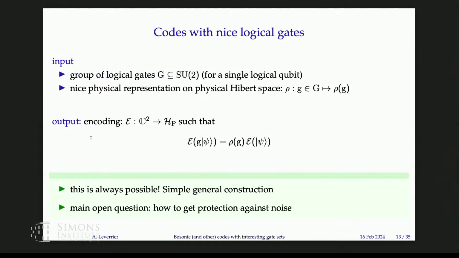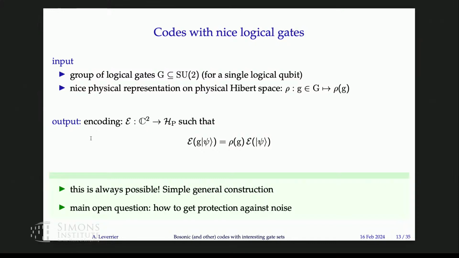So again, rho can be a transversal representation, so rho of g would just be g tensor n. It can be a Gaussian unitary if you have a Bosonic code. It can be whatever you want. And then what you want to find is an encoding map, and it goes from the logical space, so C^2 if you have a qubit, to your physical Hilbert space that has this property: it should be covariant with respect to the group action.